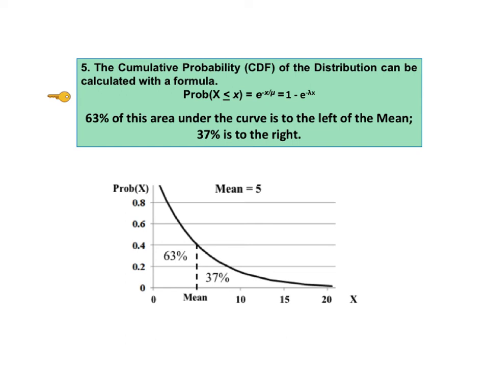The cumulative probability of all values less than x is 1 minus e to the power of negative x divided by mu, or 1 minus e to the power of negative lambda times x. If we plug in x equals mu, we find that the cumulative probability of all values of x less than the mean is about 63%, and the cumulative probability of all values of x greater than the mean is about 37%. This is true for all exponential distributions.